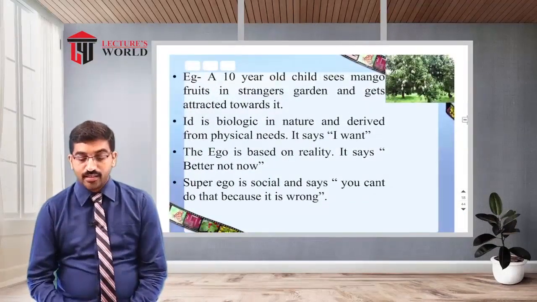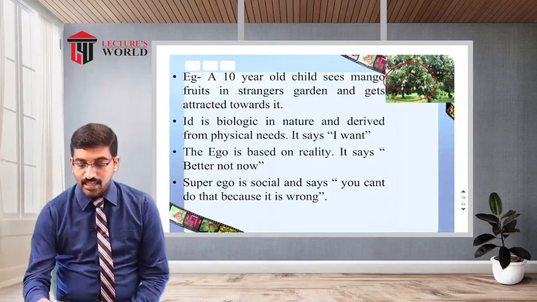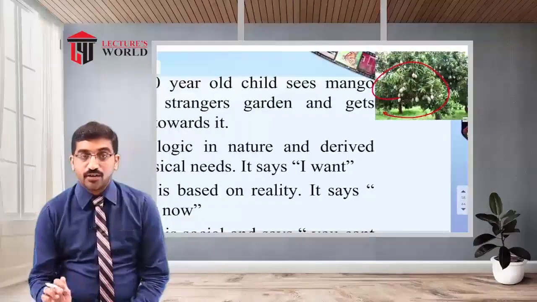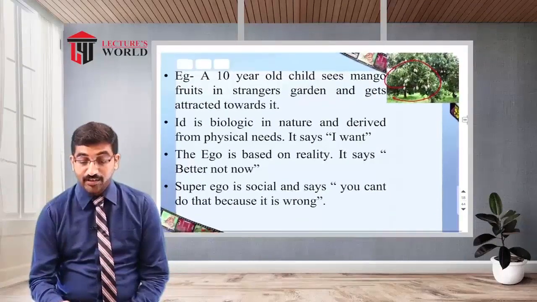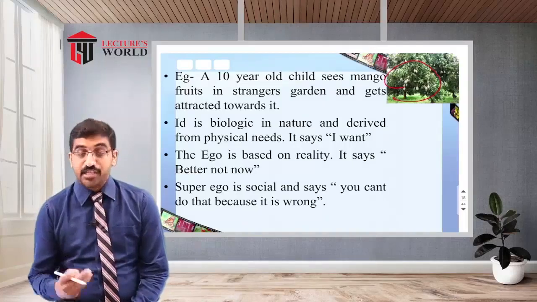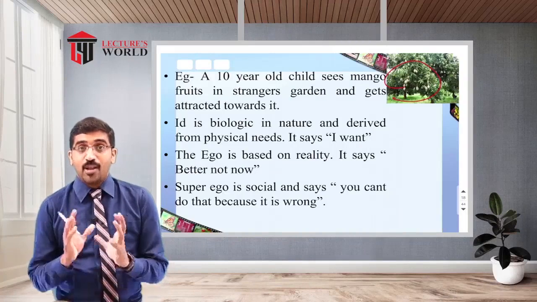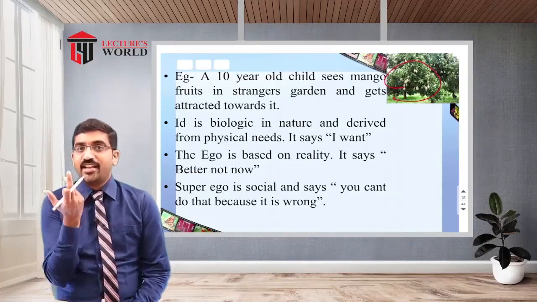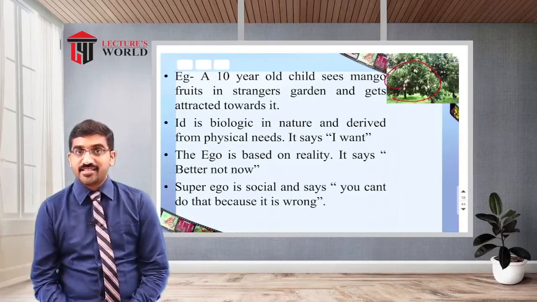Another good example. A 10-year-old child sees mangoes in a stranger's garden. The mangoes are there and the 10-year-old child is seeing them. Especially if you are feeling very hungry, and it is a good seasonal, fleshy, yellowish mango, it will make you salivate sometimes, right? Especially those who love mango. So they will feel, yes, I should eat that mango. But the garden is not mine. It is a stranger's garden.